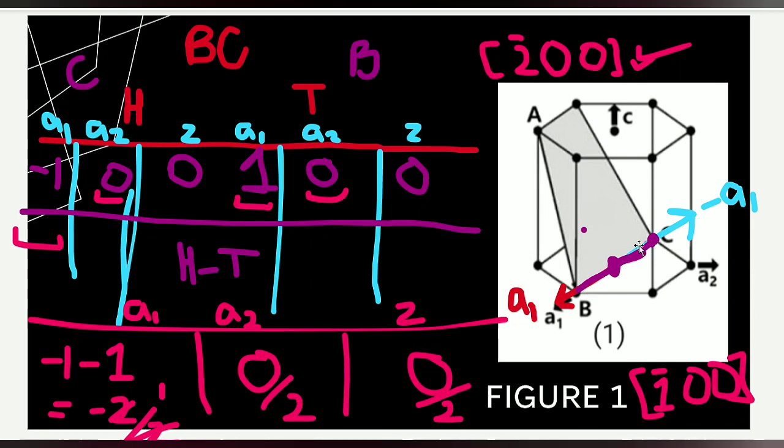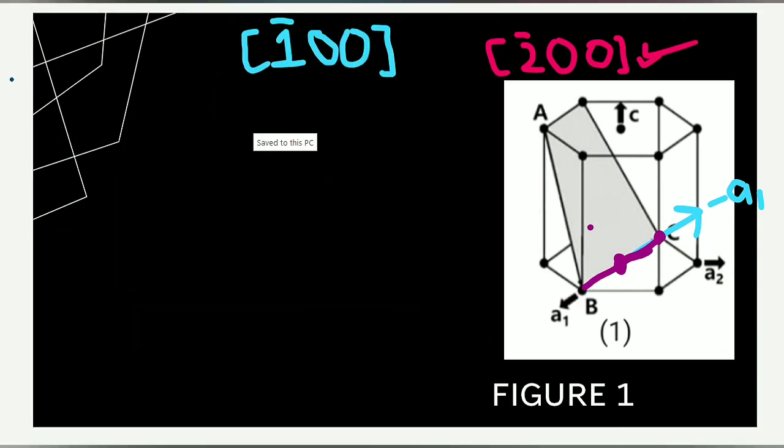So here you can reduce the indices to the lowest integers by dividing by a suitable number so that a fraction doesn't appear. As dividing by 2 doesn't introduce any fraction, we can reduce it further, and what we got are the final Miller indices. Now let's find out the Miller-Bravais indices. And yeah, we know the Miller indices for the BC direction.